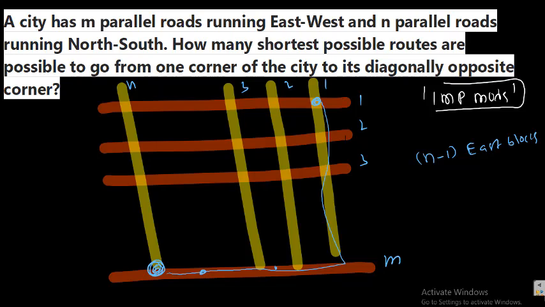Okay. So m roads, no? Here m roads means m minus 1 north blocks. M minus 1 north blocks. Okay. So how many? Just I explain. How many empty spaces you want? This m minus 1 and n minus 1 addition.